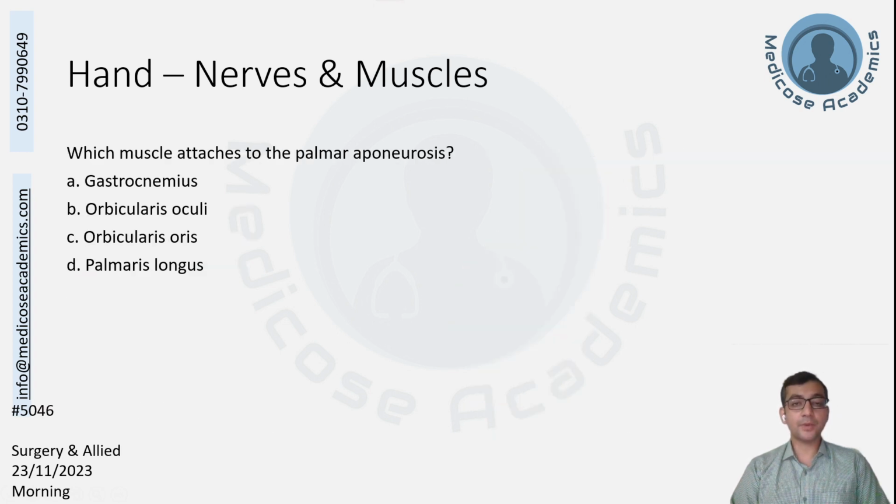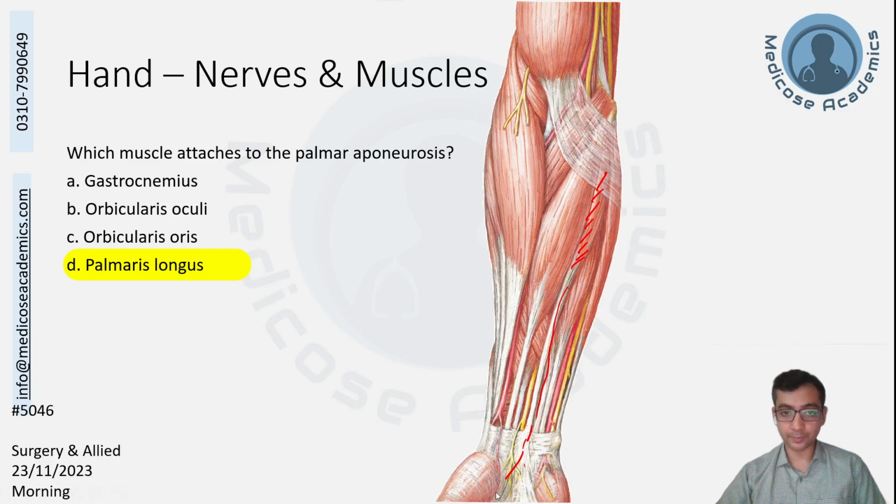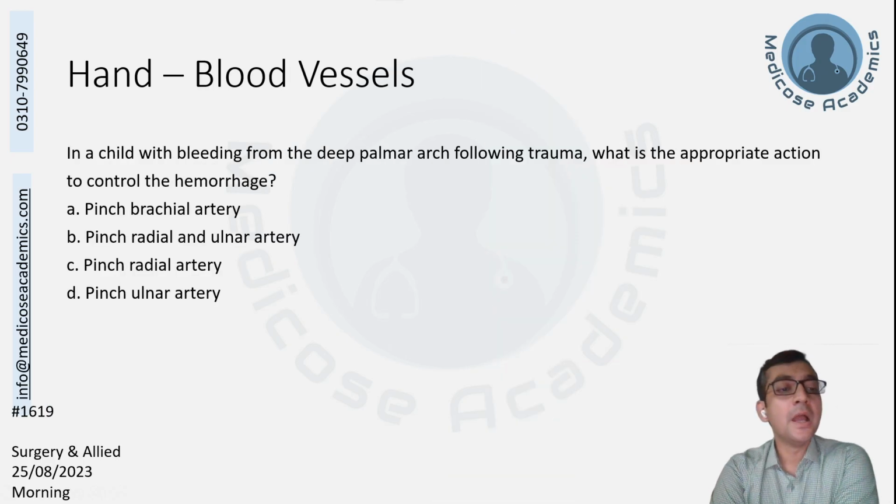A muscle attached to the palmar aponeurosis. The muscle that is attached is this palmaris longus muscle. Its tendon gets inserted here in the palmar aponeurosis. This is palmaris longus.